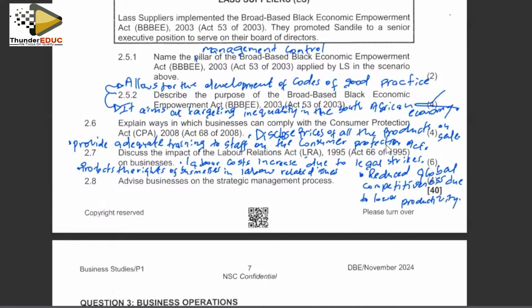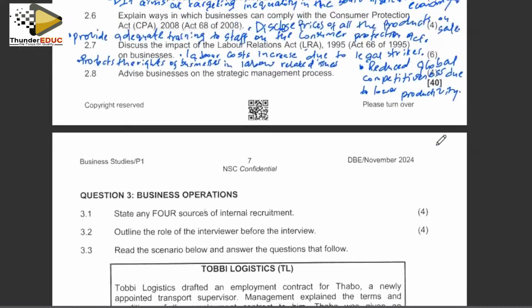Okay, right, grade 12. You are saying that one of the impacts of the Labor Relations Act is increased labor costs due to legal strikes. It also protects the rights of businesses in labor-related issues, and reduced global competitiveness due to lower productivity. Okay, right. So now let's move on to question 2.8.